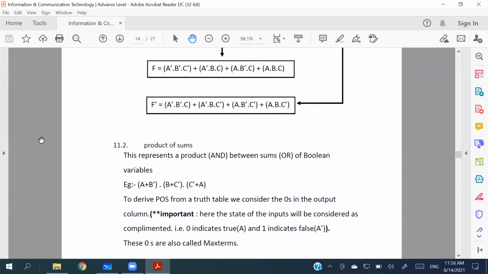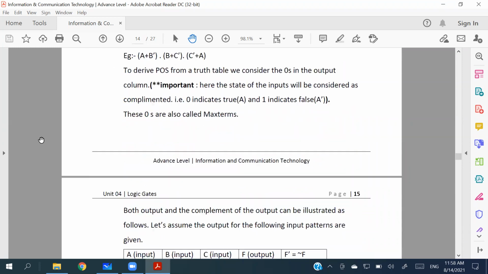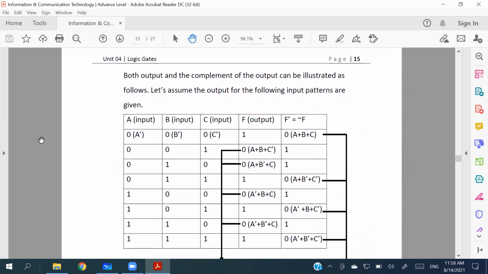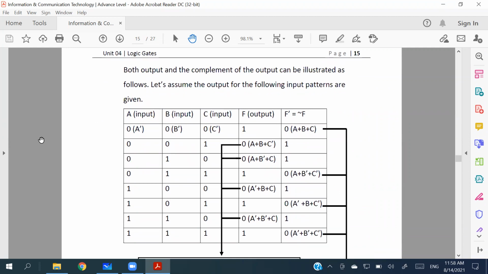Okay, now the next one is about how to derive a POS from a truth table. So these are something very simple. We know how to derive an SOP now regarding the ones. And when we are deriving a POS, we consider the zeros of the truth table. So earlier we considered the places where we got 1 in the output. Now we are going to consider the zeros of the output, to write what? To write a POS, product of sums.